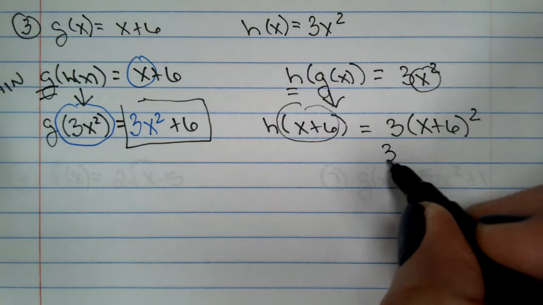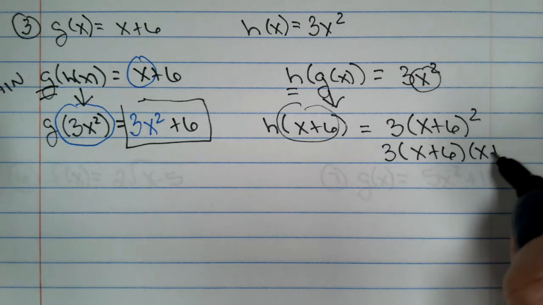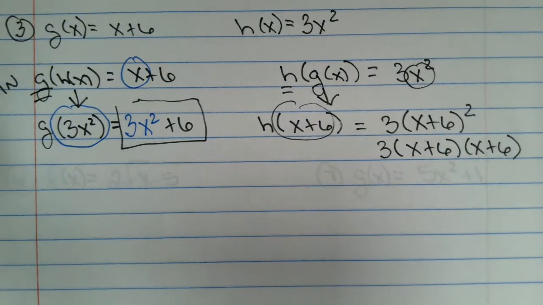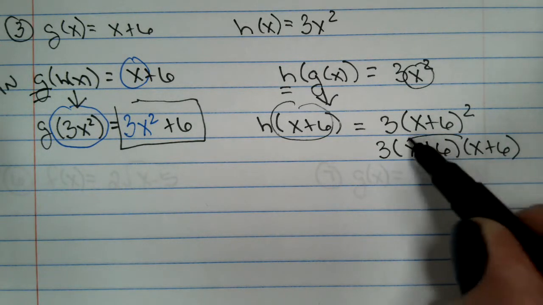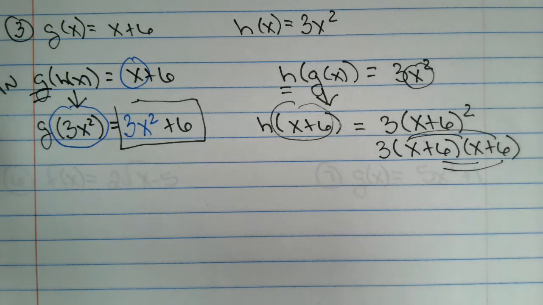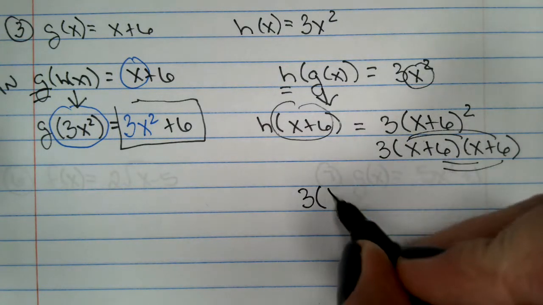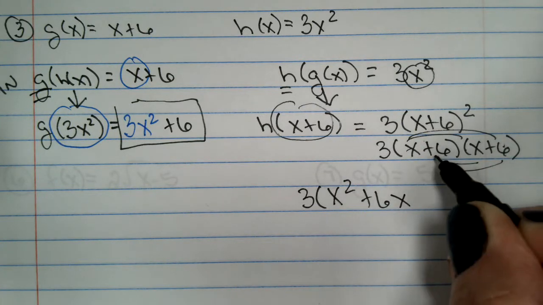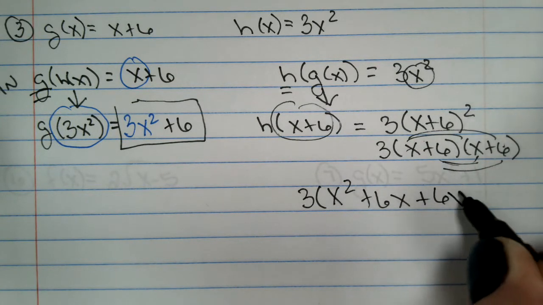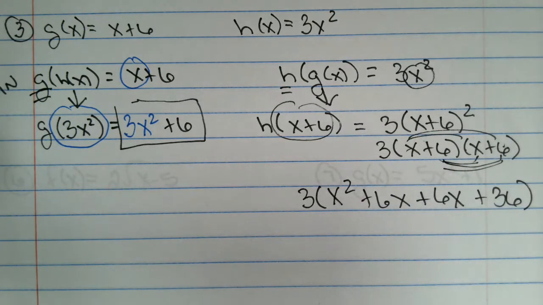When you square something, that's the same thing as multiplying it by itself. So I would rewrite this as x plus 6 times x plus 6. Now we're going to FOIL, multiply, distribute, whatever it is you like to call it. X times x is x squared. X times 6 is 6x. 6 times x is another 6x. And 6 times 6 is 36.